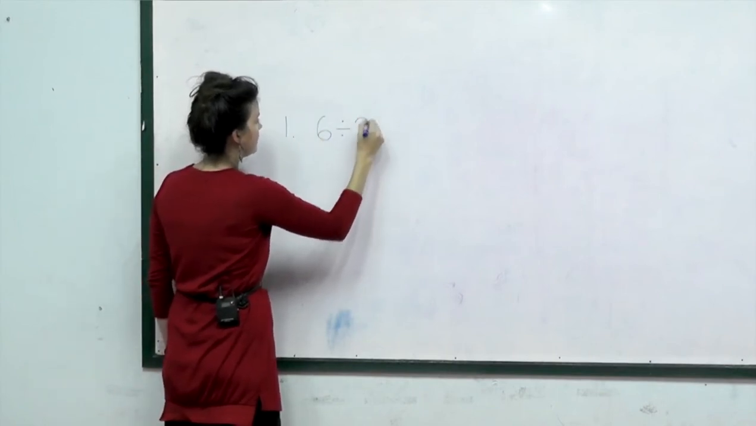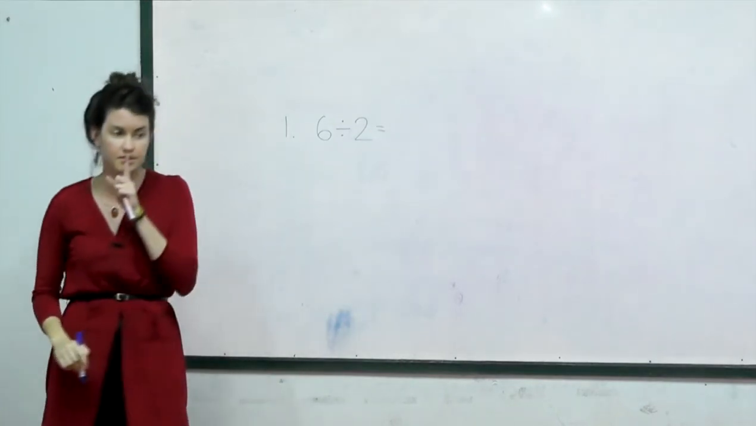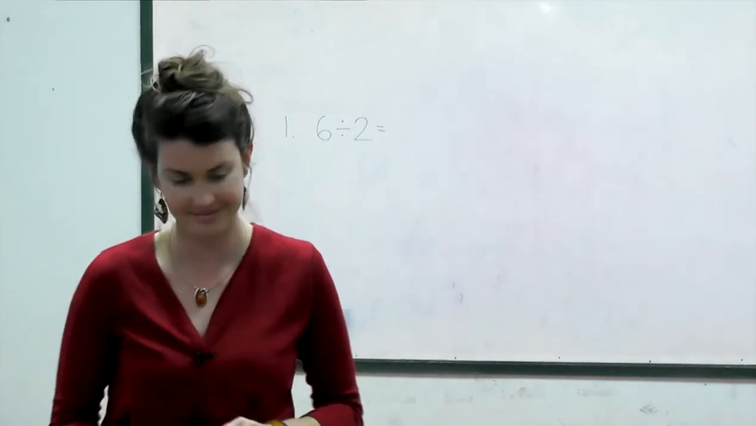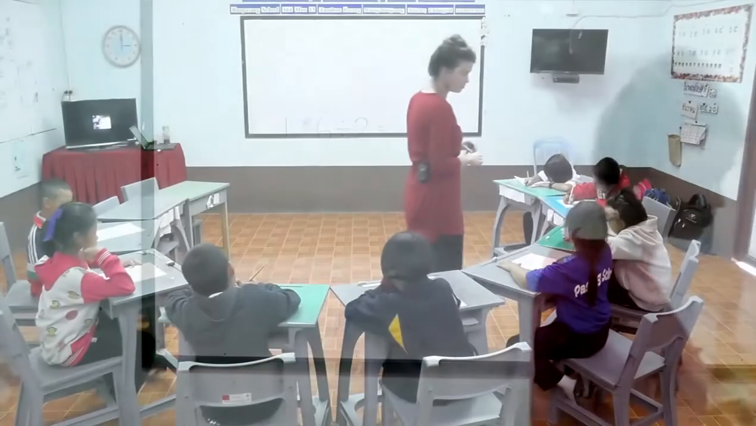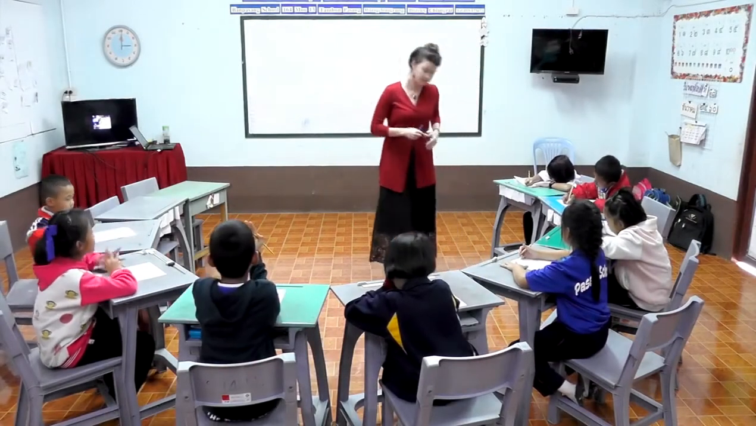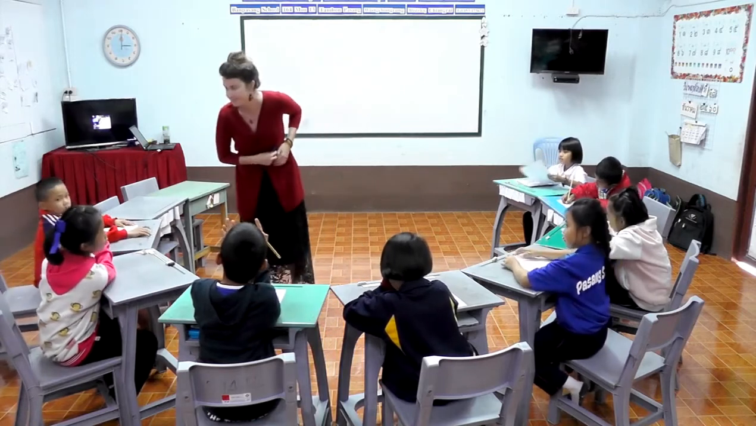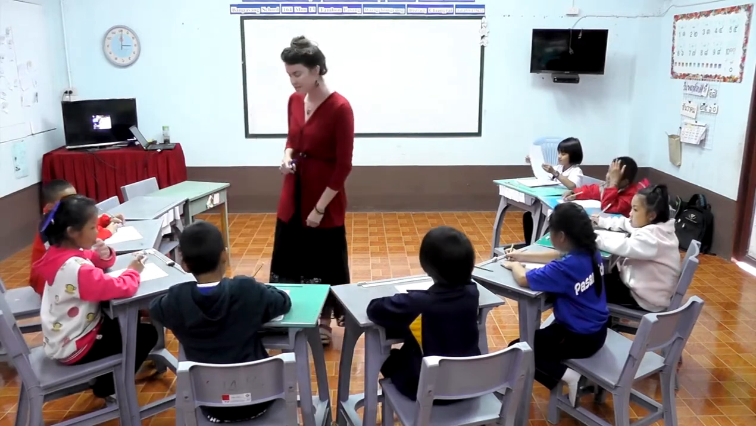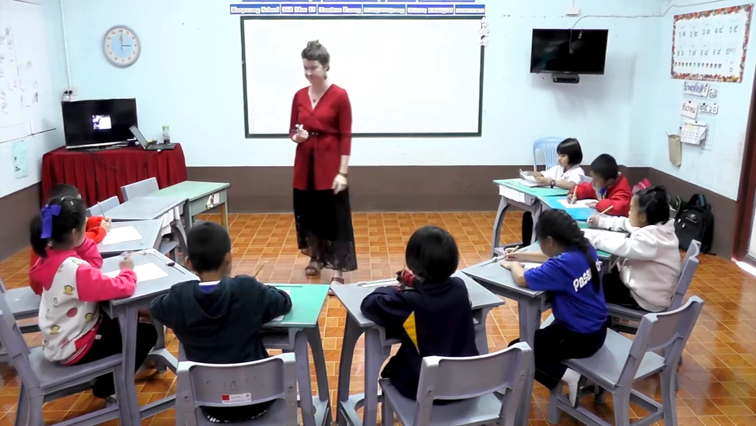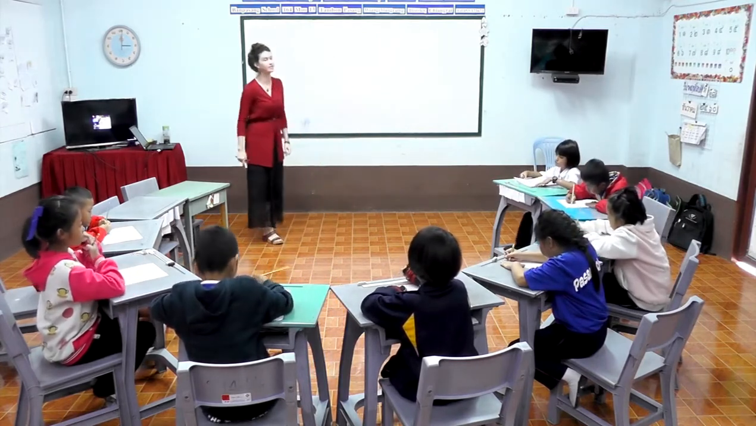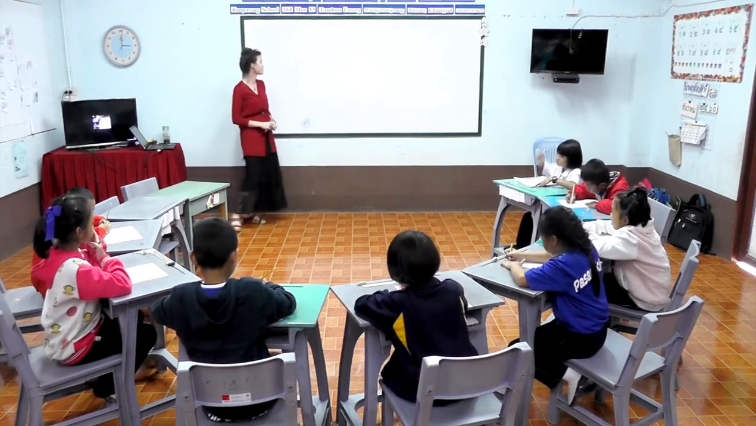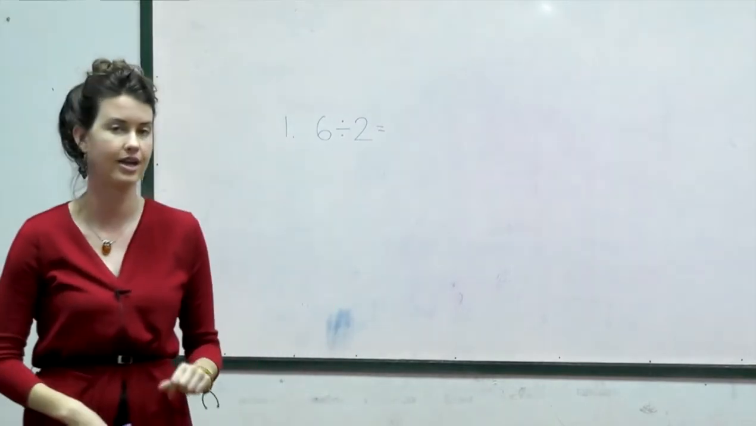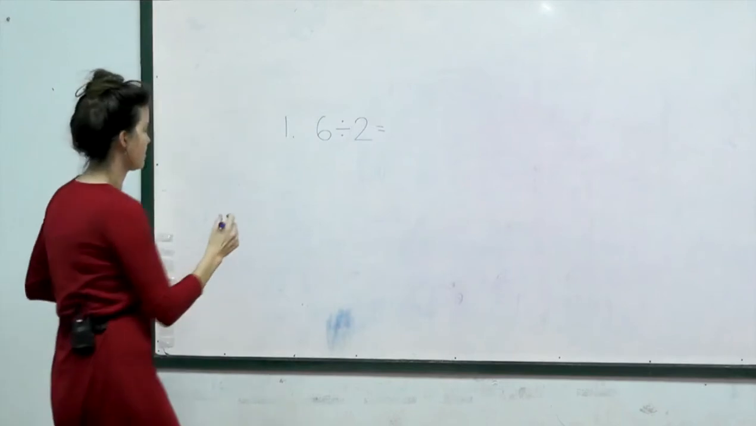First one: 6 divided by 2. Write it on your paper. Keep it secret. Write your answer on your paper. Equals 3. Yeah, good job. You got it. Equals 2? No. Okay. 6 divided by 2. Got it on your paper? Did you write your answer? Okay, keep it secret.